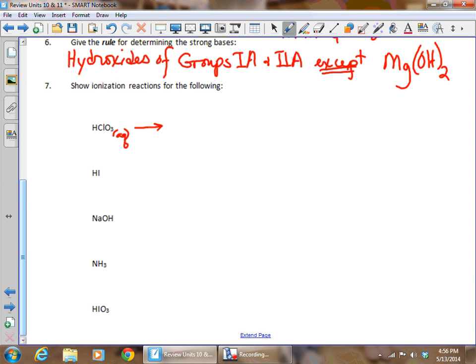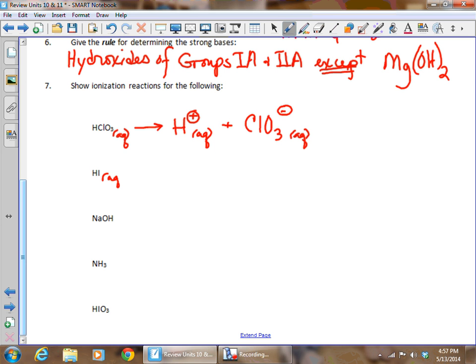So HClO3 aqueous is going to react to form H plus aqueous. Remember, the only thing that splits off the acid is the hydrogen. Everything else stays together with a negative sign, so make sure you're paying attention to that. A lot of people keep trying to split the chlorine and the oxygen away from each other.